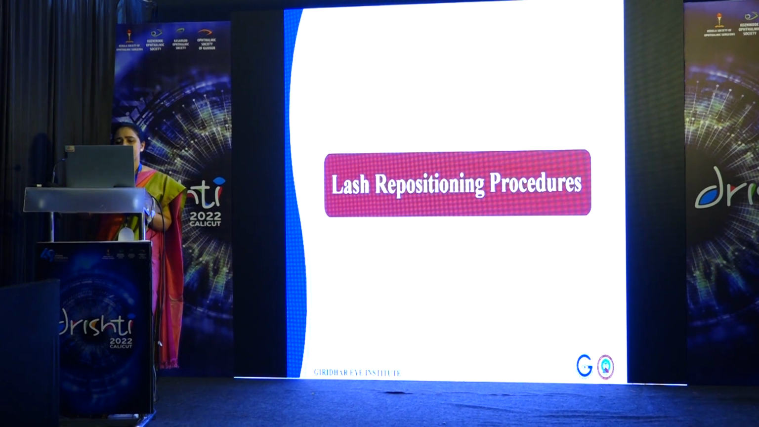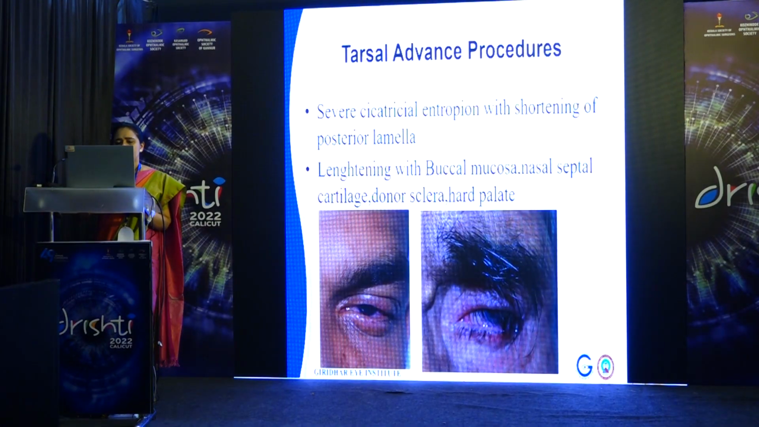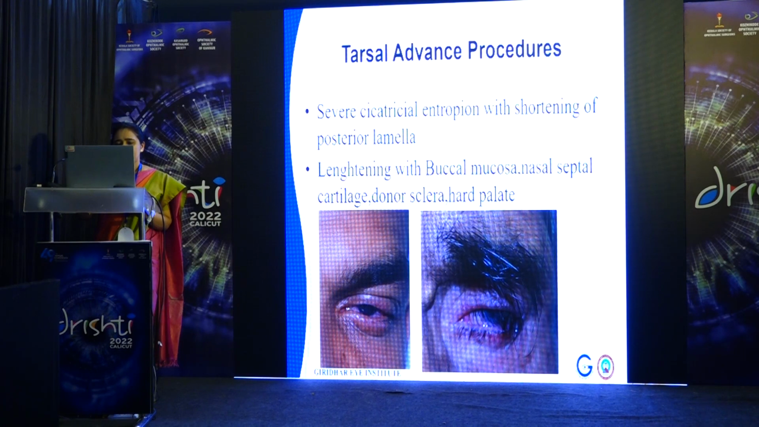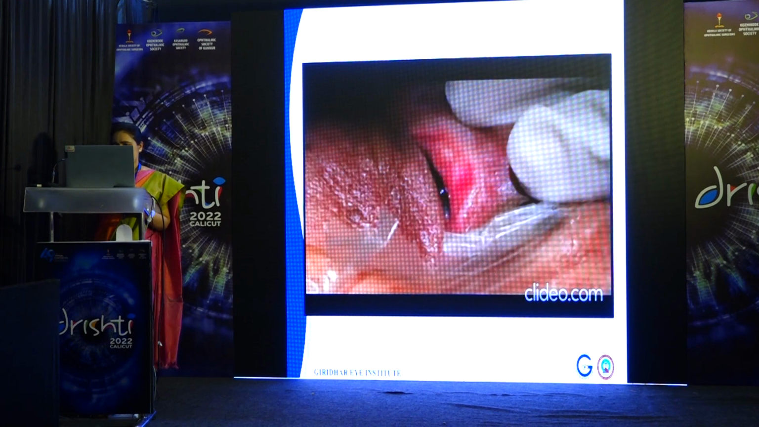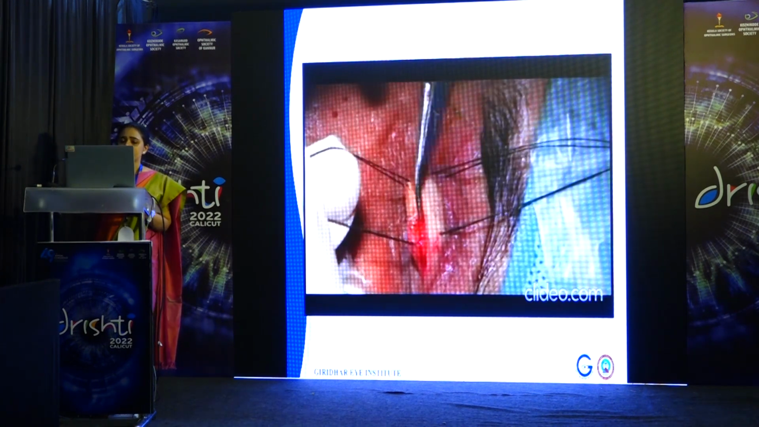So lash repositioning procedures, I will skip some of those. Tarsal rotation, primarily what you are doing is rotating the tarsus. Second is the tarsal advancement procedure. These are all done in cicatricial entropion with shortening of the posterior lamella. In this case, this patient has come to us after multiple surgeries. So we have done posterior lamellar advancement with tarsal rotation. You can see in this, the tarsus, posterior lamella is very much shortened.